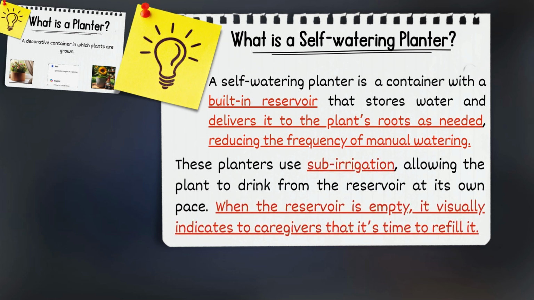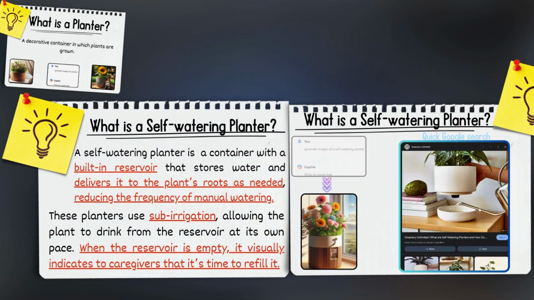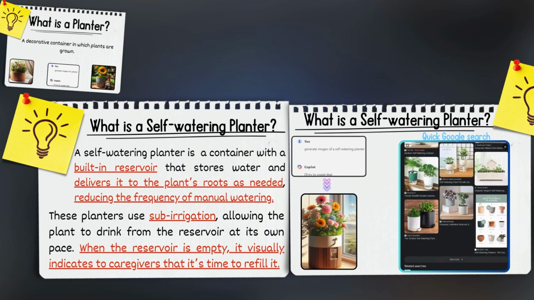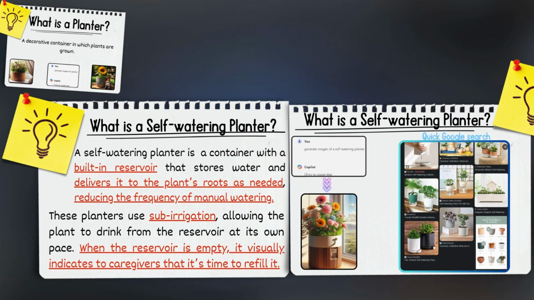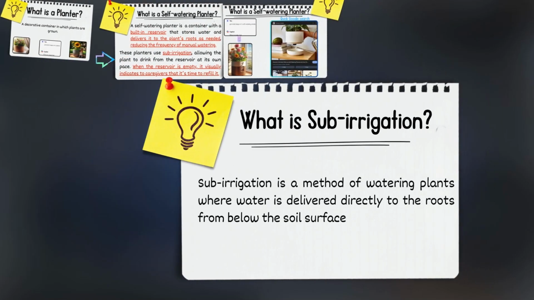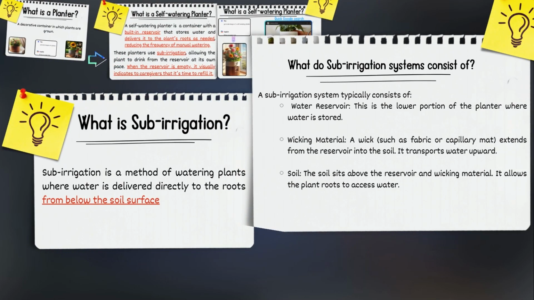A planter is just a decorative container in which plants are grown, whereas a self-watering planter is a container with a built-in reservoir that stores water and delivers it to plant roots as needed, reducing the frequency of manual watering. So the planters use sub-irrigation that allows the plants to drink from the reservoir at their own pace. When the reservoir is empty, it usually indicates to the caregiver that it's time to refill the reservoir. At this point, I was able to go on with a research synthesis.